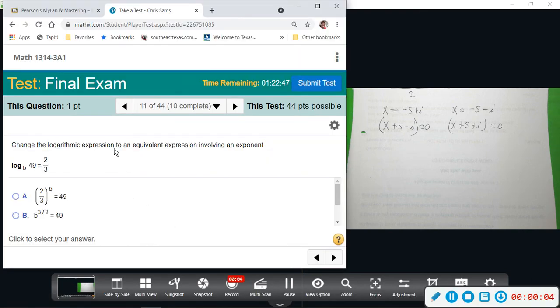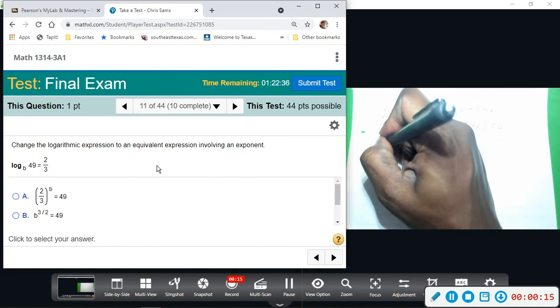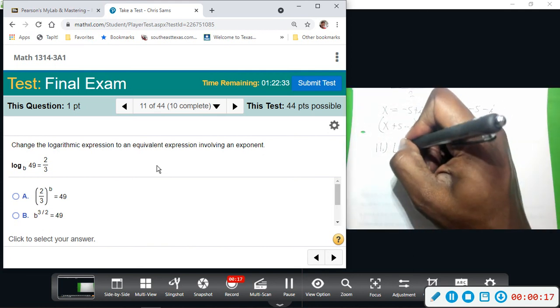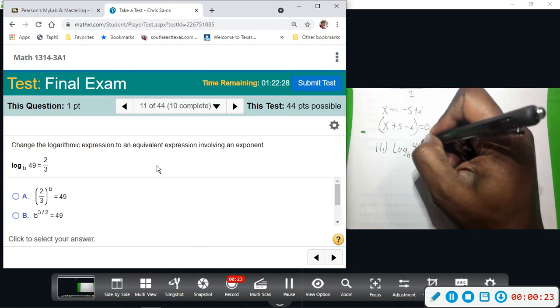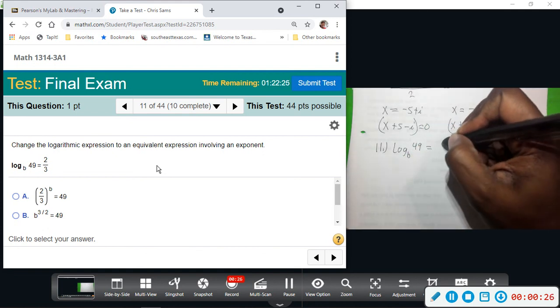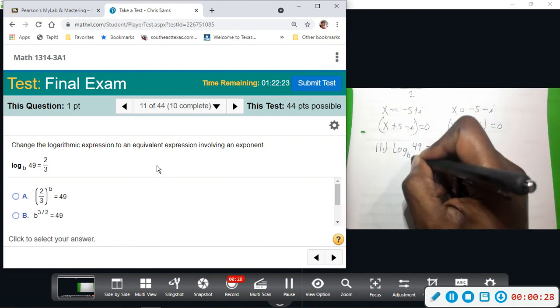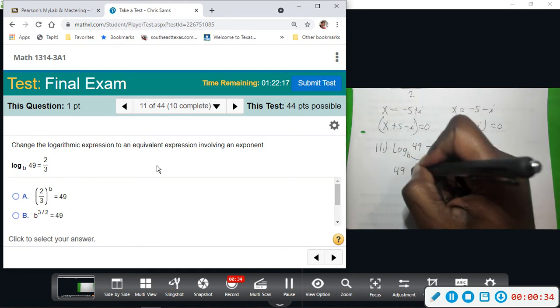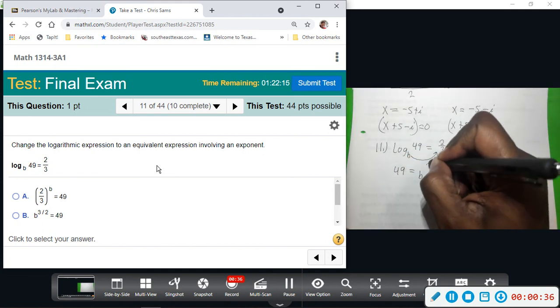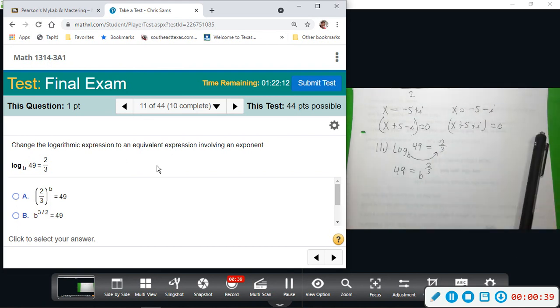Alright, number 11, we want to change the log expression to its equivalent exponential expression. So remember, when going from log to exponential, this problem is log base b of 49 equals 2 to the third. All you do is you take the base and now it is raised to that power. So 49 equals b to the 2/3 power. So that's the exponential expression we want to look for.